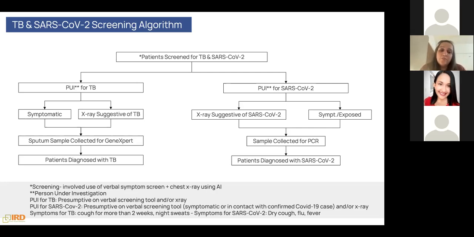Those individuals identified as symptomatic or having X-rays suggestive of TB or COVID or both were then asked to submit sputum samples for GeneXpert testing for TB, whereas those presumptive for COVID were tested differently. We trained our health workers to collect nasopharyngeal swab samples for PCR testing for the detection of COVID-19.